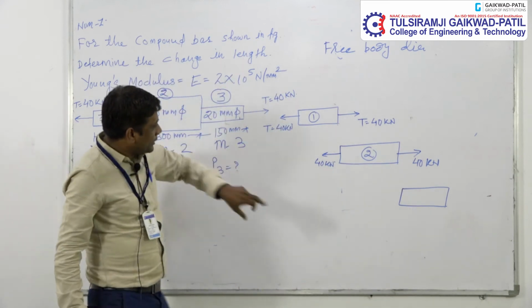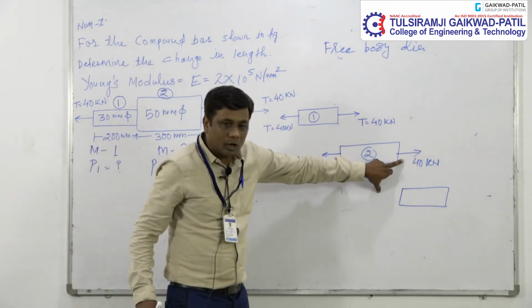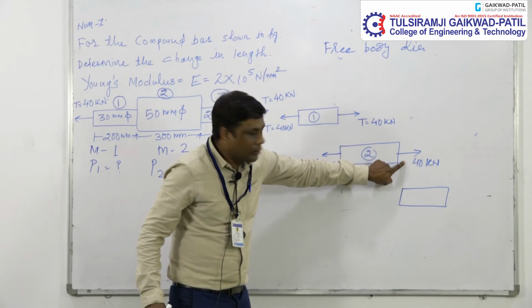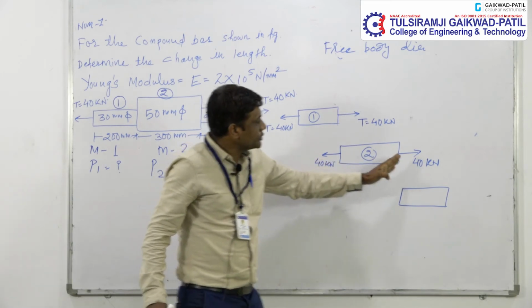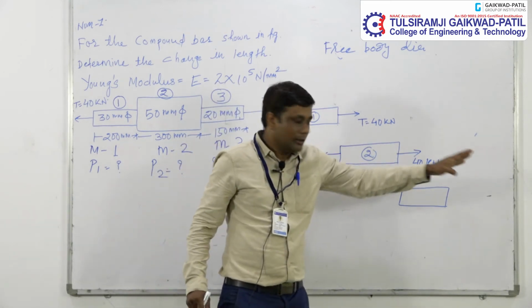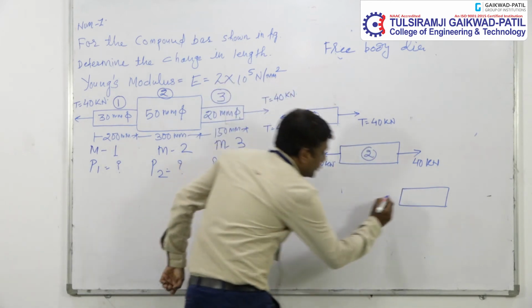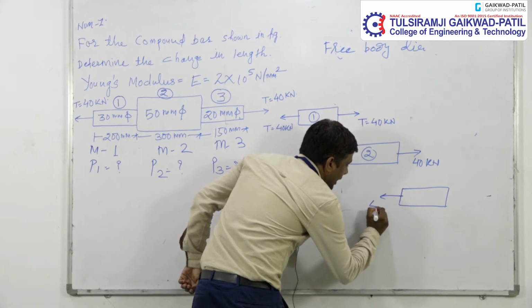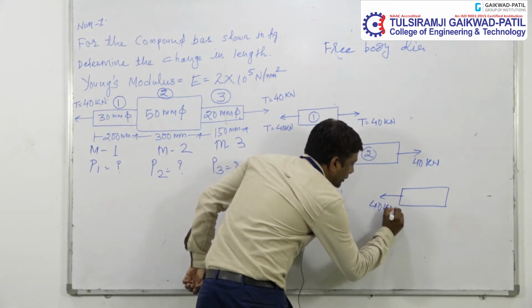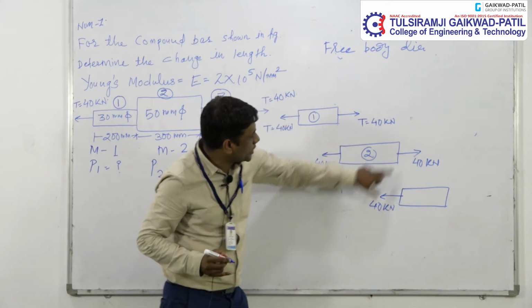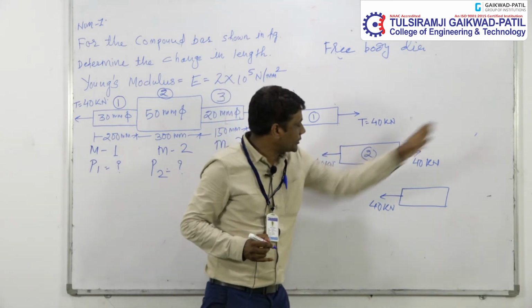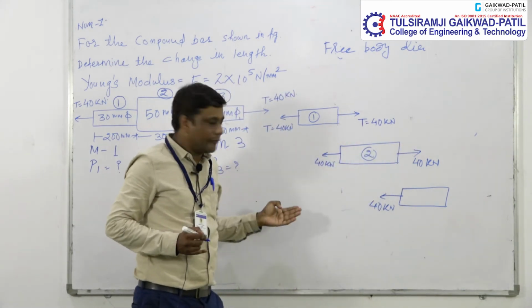Again here we are applying a force of 40 kilonewton. Now counterbalance this force. This force is acting in the rightward direction, so I am applying a force of the same magnitude in the opposite direction. So here I apply a force of 40 kilonewton. Now these values are counterbalanced. It is acting in the rightward direction, it is acting in the leftward direction.